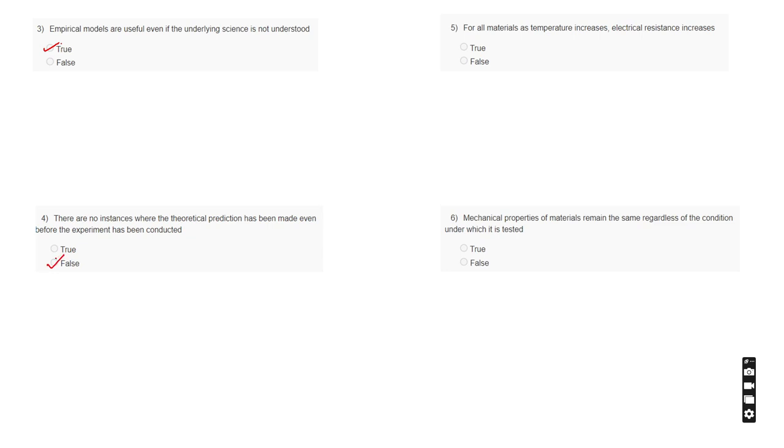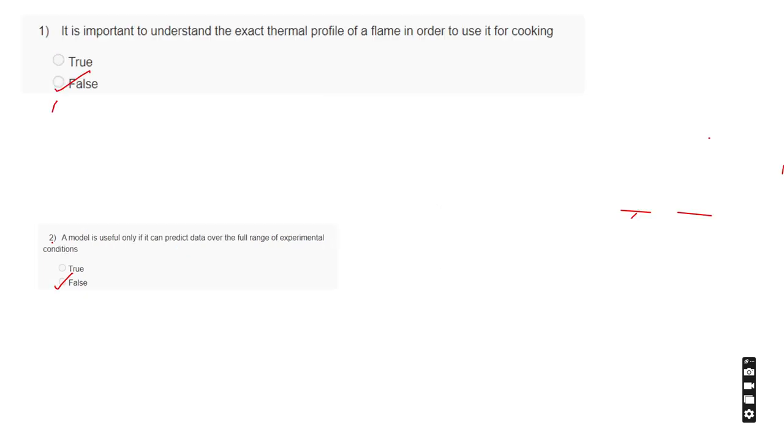Excuse me, ma'am. Yeah. Ma'am, the first question, it is the true option, ma'am. First question was to understand the exact thermal profile of the flame for cooking. It is true, ma'am. Because don't you need to understand the exact thermal profile? No, ma'am, it's very important to know. How do you know? Different parts of the flame have different temperatures, ma'am.